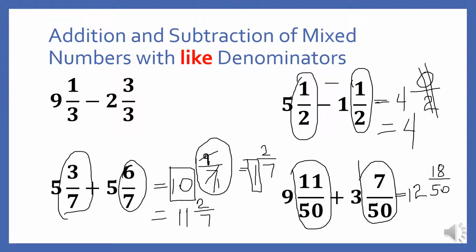And of course, 18 over 50 could be reduced even further. What number can go into 18? And what number can go into 50? 2. 2 can go into 18, 9 times. And 2 can go into 50, 25 times. So this answer could be reduced even further to 12 and 9 over 25.